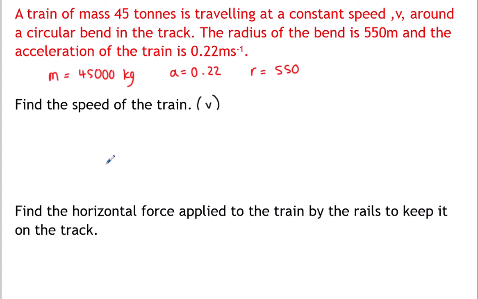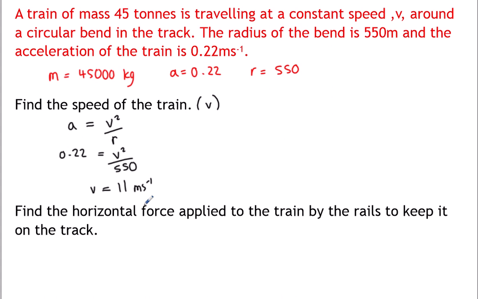Okay, so how are we going to start this off? Well, if we're trying to find v, it probably makes sense to use the acceleration formula that's got v in. So the acceleration is v squared over r. That's one of the formulas we had in a box earlier on. So 0.22 is v squared over 550. If you times by 550 and then square root, v comes out nicely. It comes out as 11. So that's 11 meters per second, roughly 30 miles an hour, round the bend.